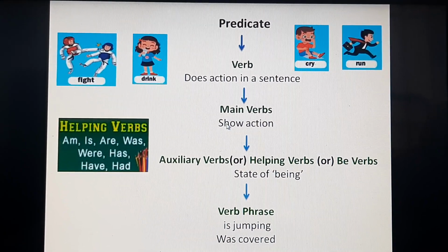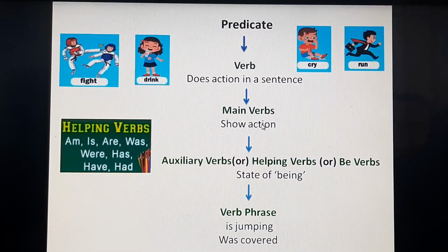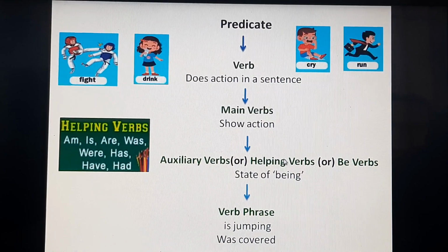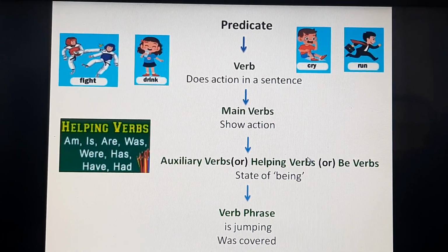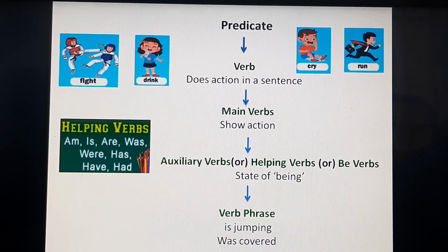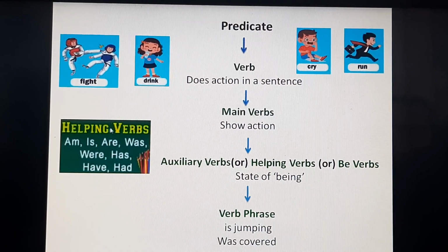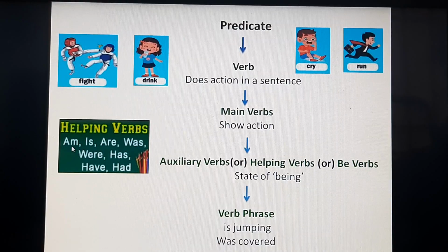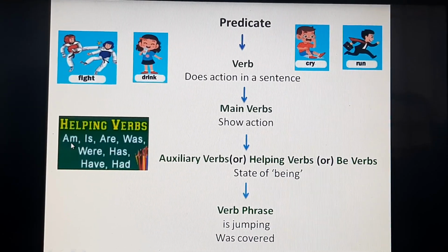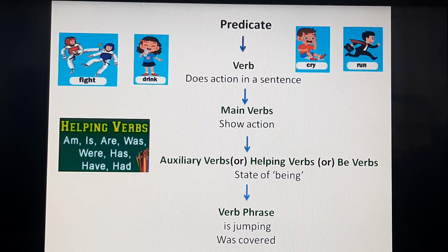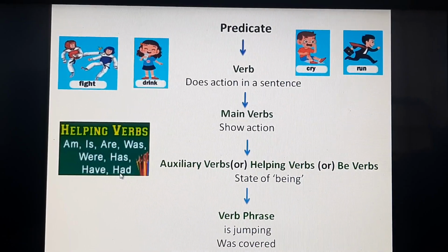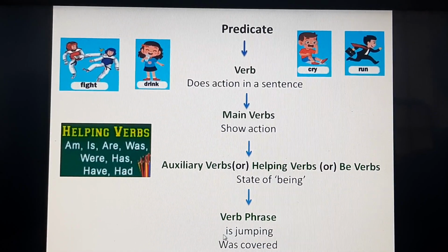Now, the main verbs usually show action and it is easy for you to find out. We also have auxiliary verbs, or helping verbs, or be verbs, or state of being verbs. Now, they are all called helping verbs. Sometimes they stand alone, sometimes they come along with the main verbs. Here I have some of them for you: am, is, are, was, were, has, have, had, etc. So they help to make the verb phrase.